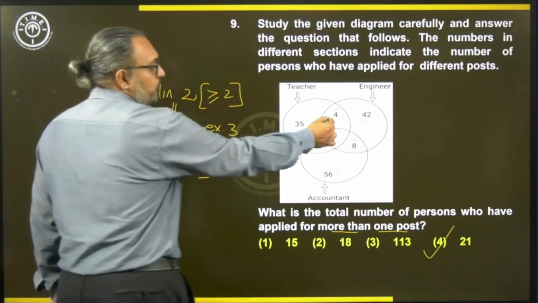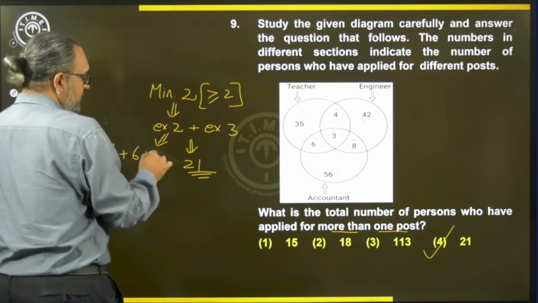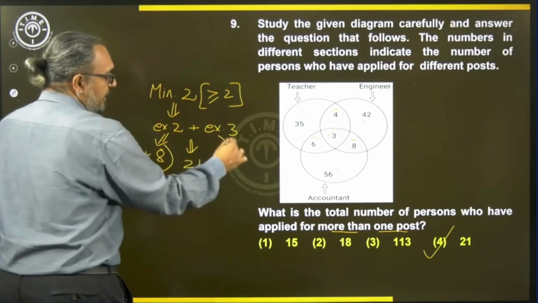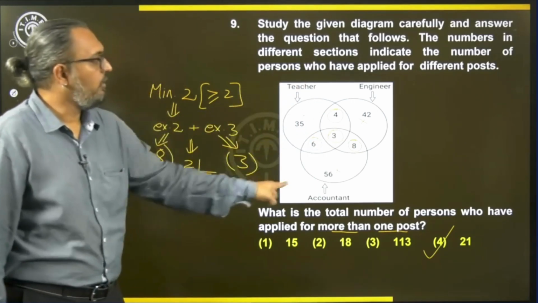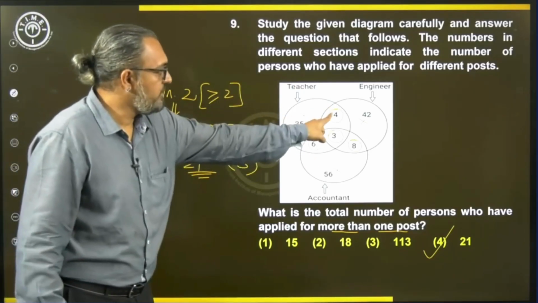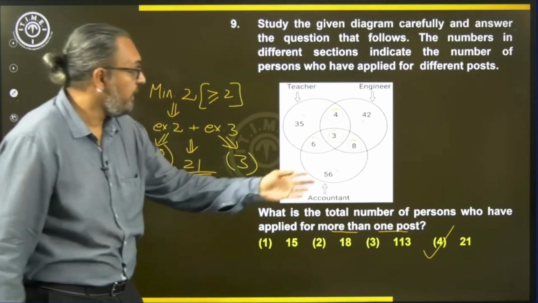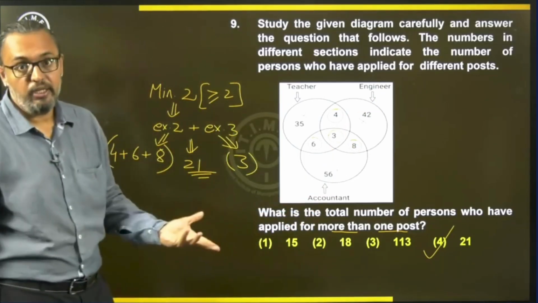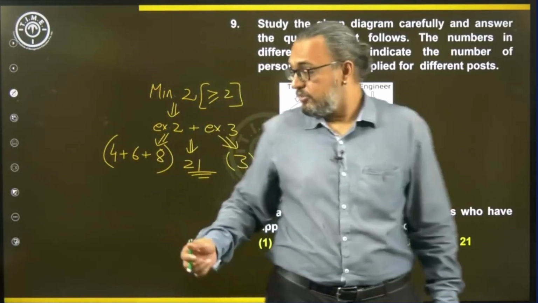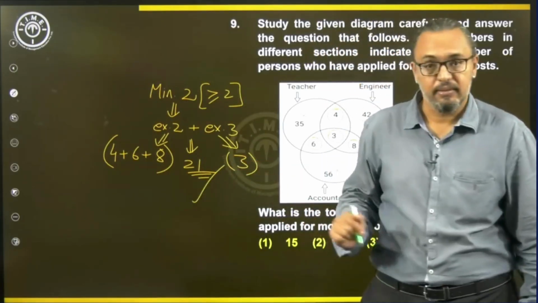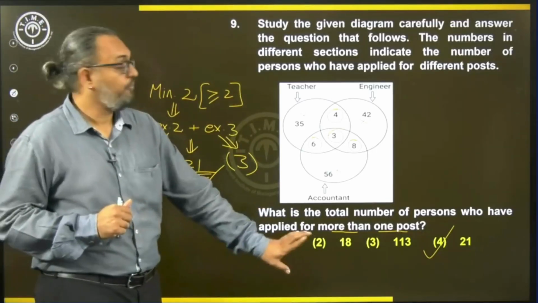So exactly 2 is these numbers, 4 plus 6 plus 8, and exactly 3 is the number 3 because 3 people apply for all the 3 posts, the region. 4 is applying teacher and engineer only, 6 is applying teacher and accountant only, 8 are applying engineer and accountant only. So understand the region representation, then it becomes very easy to get our answer. So 21, choice 4.